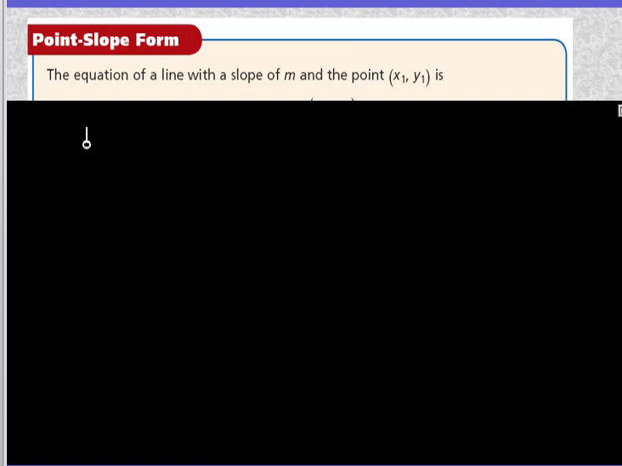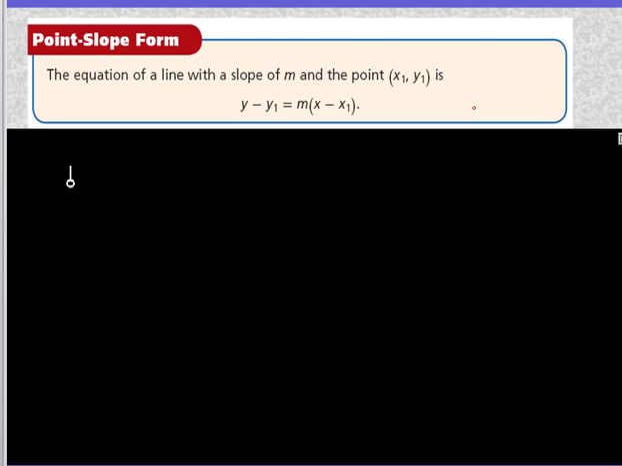So point-slope form, we had it last year in geometry. The equation of a line with a slope of m and a point (x1, y1) is y minus y1, which is the y coordinate, so this is going to be a number, this is a variable, is equal to the slope times the quantity x, which is a variable, minus x1, which is a coordinate.